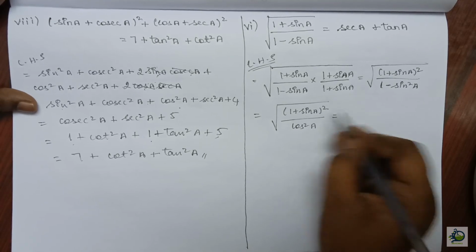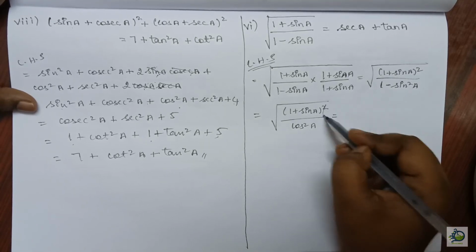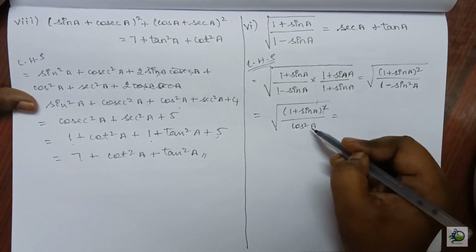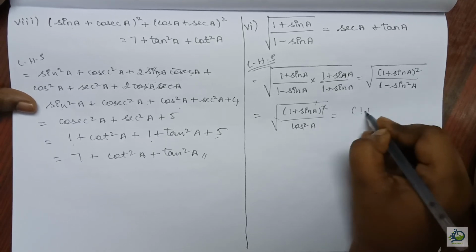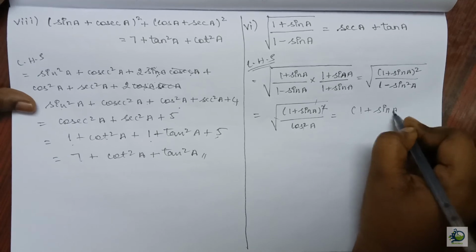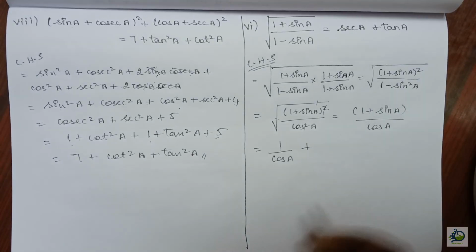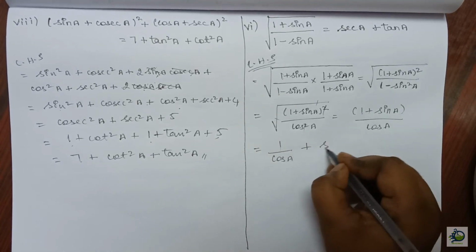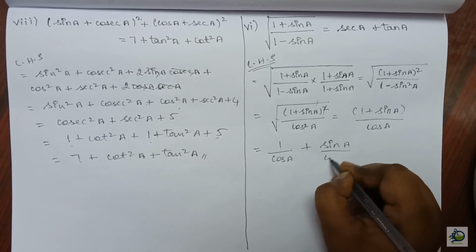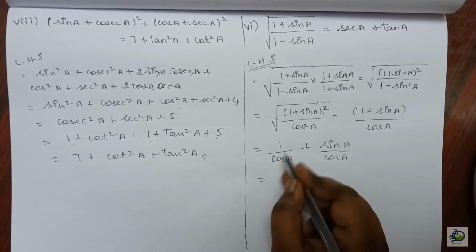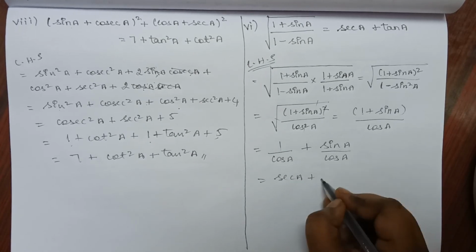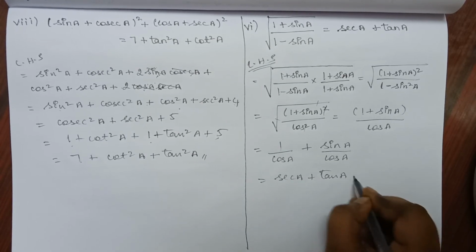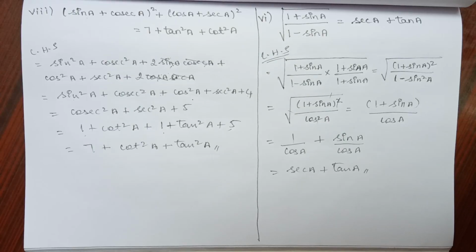So when I want to take this out of the root, I get this square and the root get cancelled. Similarly, this square and the root of that gets cancelled. So I am left out with 1 plus sin A divided by cos A. So when I write it separately, it is 1 by cos A plus sin A by cos A. 1 by cos A can be written as secant A plus sin A by cos A can be written as tan A. Hence proved.